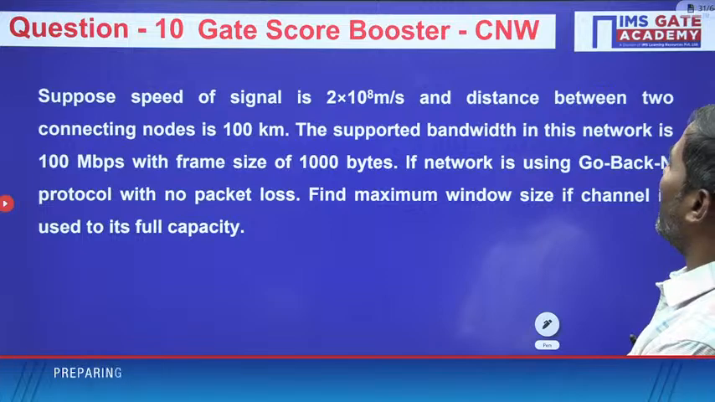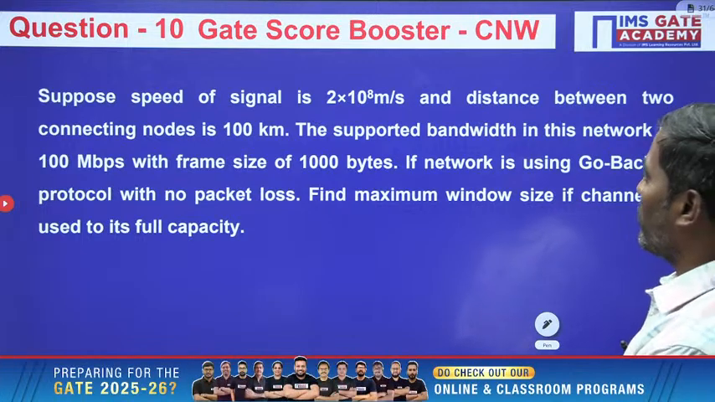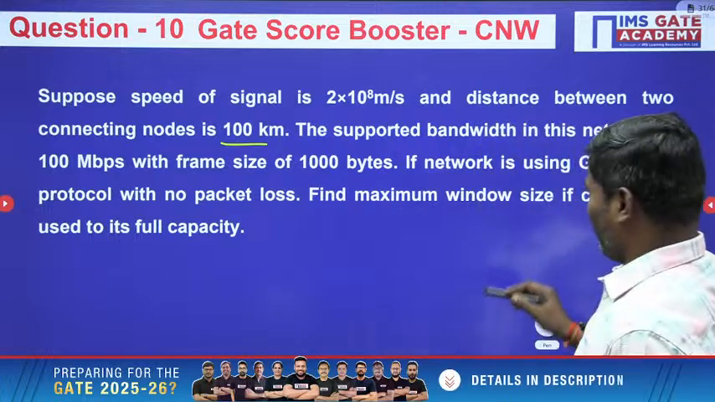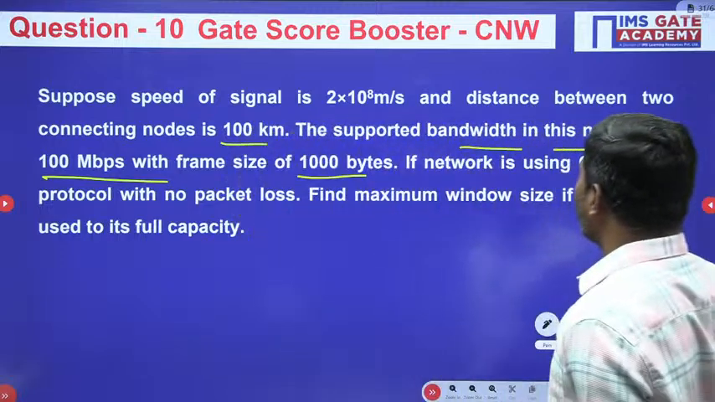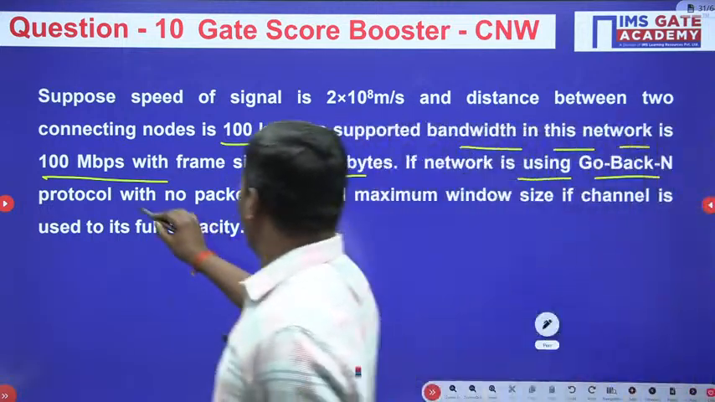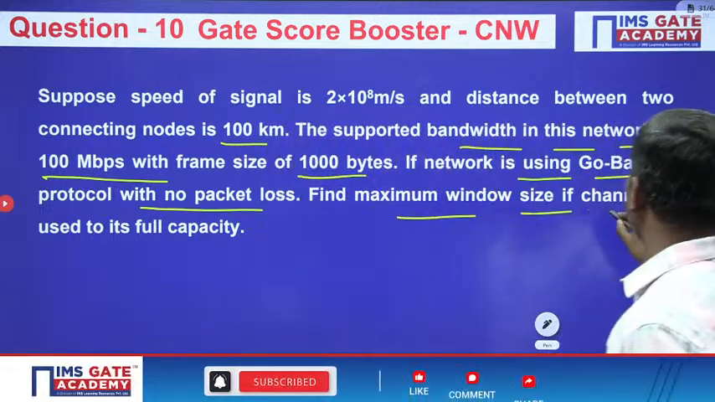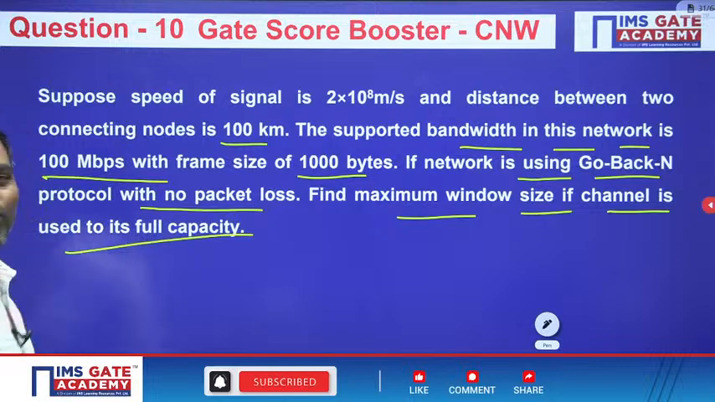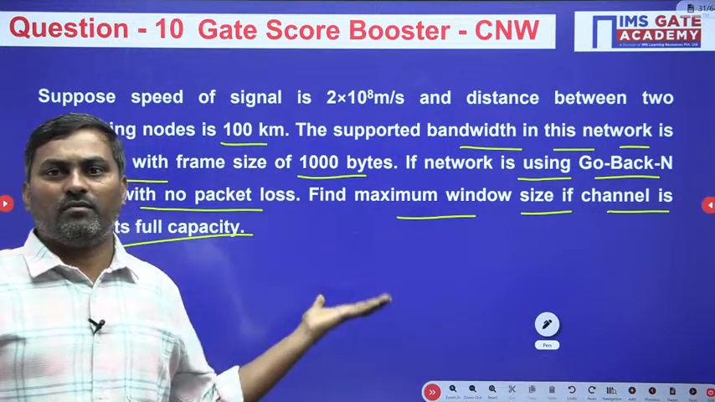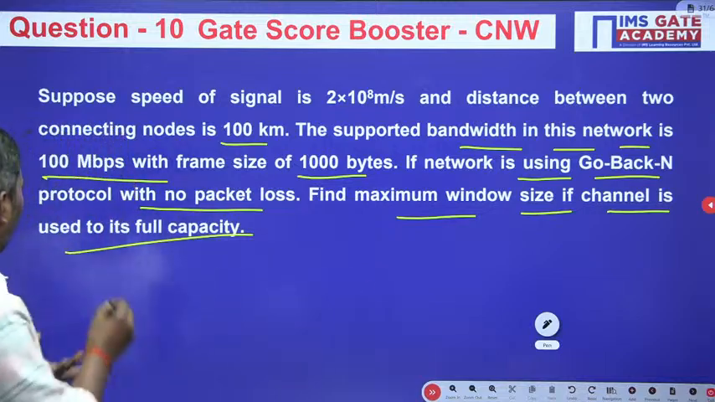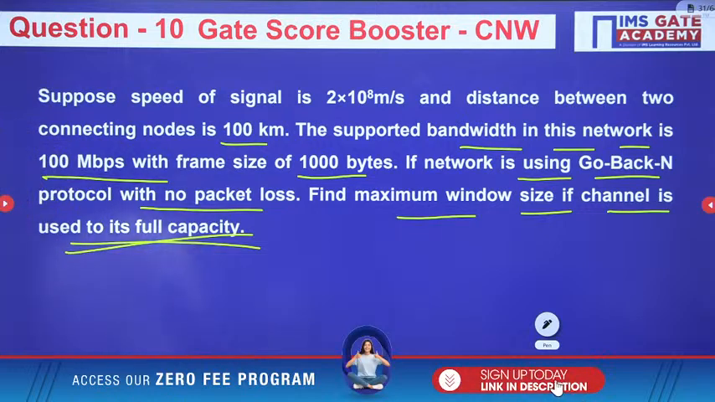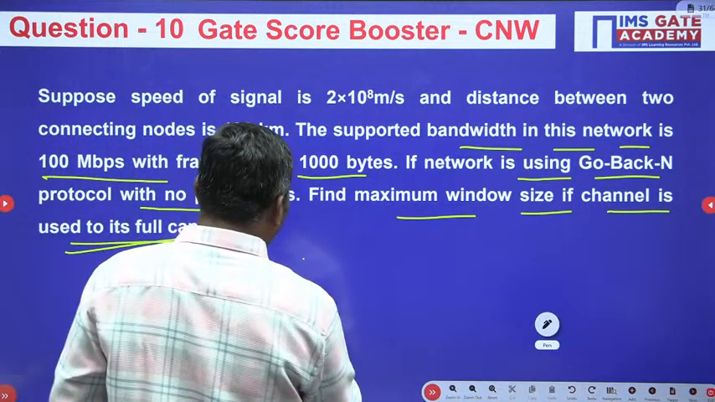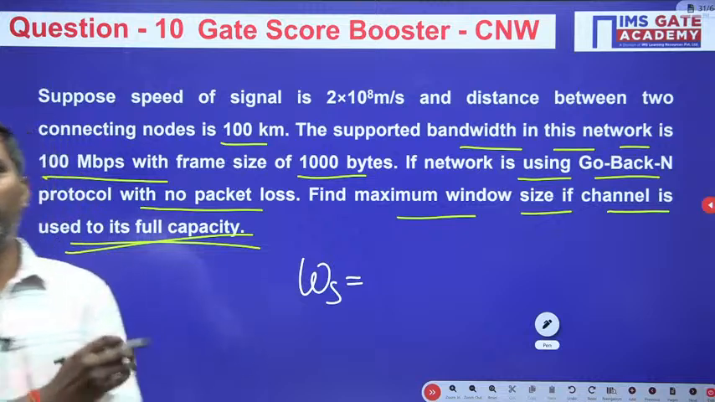Suppose the signal speed is given and the distance between the two connecting nodes is also given. The bandwidth supported in this network is 10 megabits per second, with a frame size of 100,000 bytes. If the network uses the GBN protocol with no packet loss, find the maximum window size if the channel is used to full capacity. Full capacity means efficiency, yes or no? Is it 100% efficiency or not? Answer it. Maximum window size, the sender window size only we need, right? Sender window size.